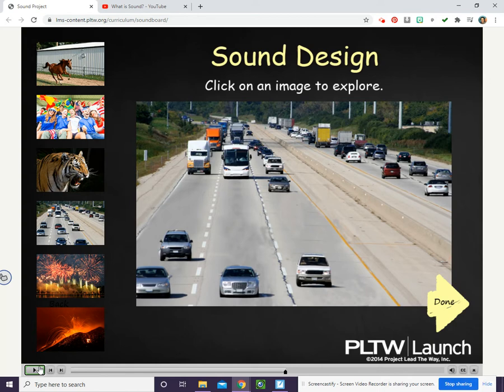Now remember, the sound waves are traveling to your ear. Those sound waves vibrate through the air until they reach your ear, and that is how you're able to hear. We have a few more pictures. Let's continue guessing. Close your eyes.